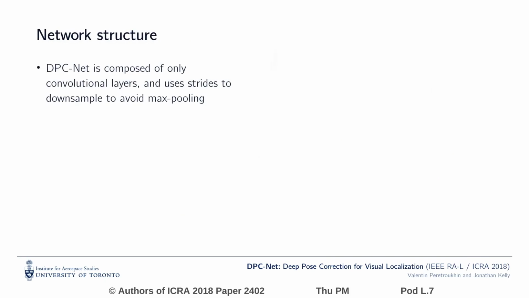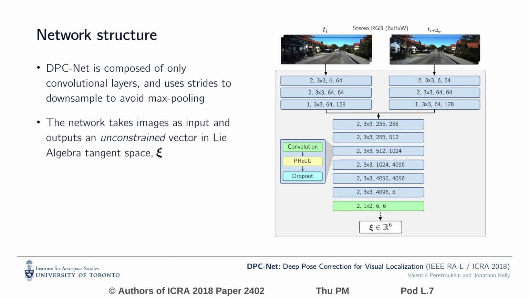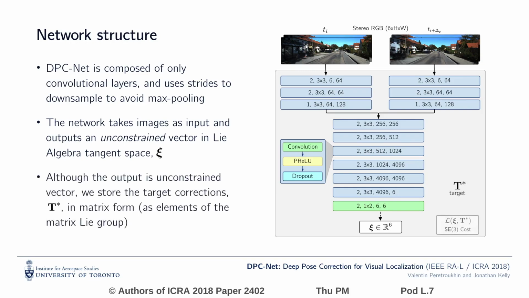DPC-Net is a purely convolutional network that avoids max pooling to preserve spatial information. As input, we take two sets of stereo pairs and output an unconstrained coordinate vector in the Lie algebra vector space. Our loss allows us to retain targets in their constrained matrix Lie group form.